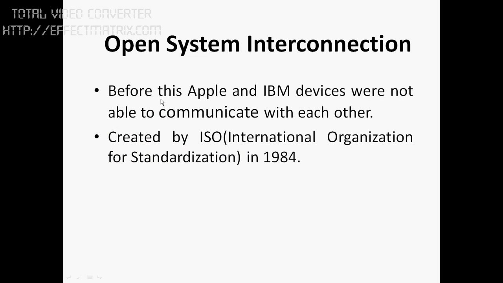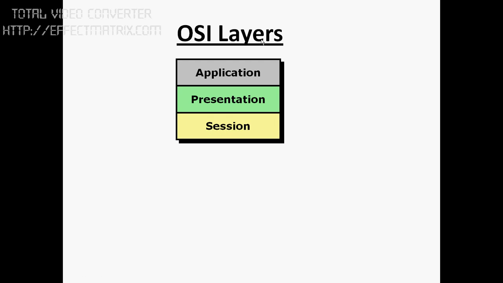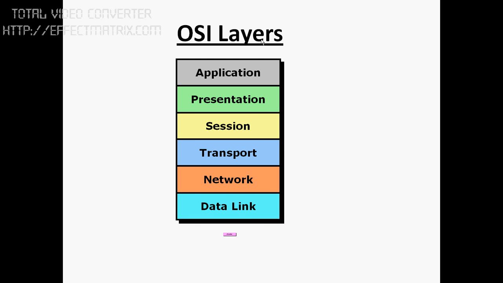Very similar to that, in earlier days, Apple and IBM devices were not able to communicate with one another. The International Organization for Standardization, that is nothing but ISO, in 1984 first came up with something called Open System Interconnection. That's what the OSI abbreviation stands for, and accordingly we have the OSI layer model or OSI reference model in networking.